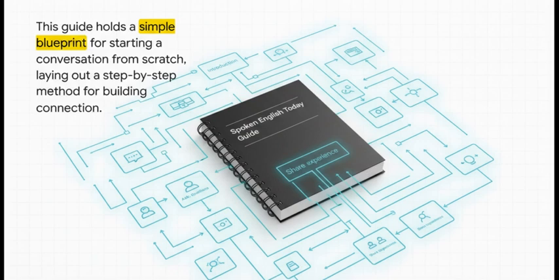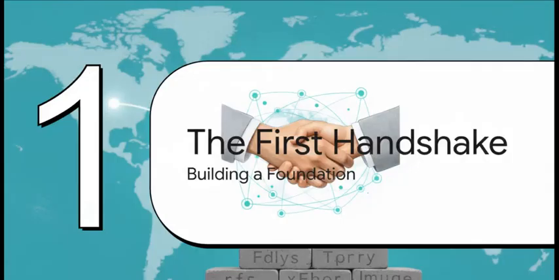Spoken English Today. We're looking at just one page from it, but this one page lays out a whole blueprint for how to build that first connection, step by step. So the guide is really smart about this. It organizes the whole thing into these clear stages. And the first one? It's all about that initial handshake. Not a real one, but the exchange of basic info that lays the groundwork for everything else.